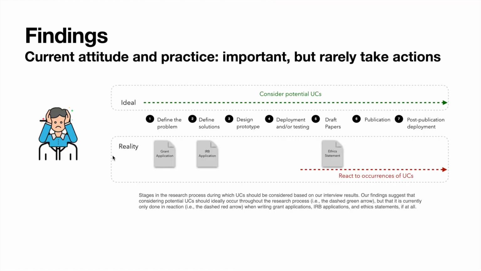Now, to put the current practice on a timeline. In a research project, we may define the problem, define the solutions, design prototypes, deploy our study, draft papers, publication, and post-publication deployment. While in an ideal world, we could think about unintended consequences all the time throughout the process, currently, we could only formally think about the social impact of our work when writing a grant, or applying to IRB, or writing an ethics statement.